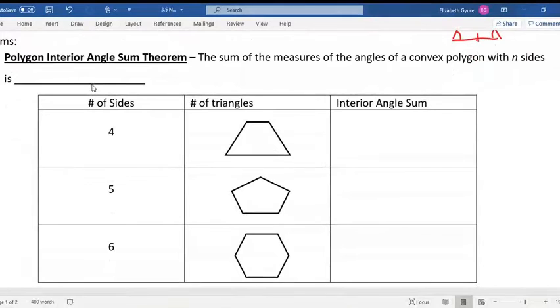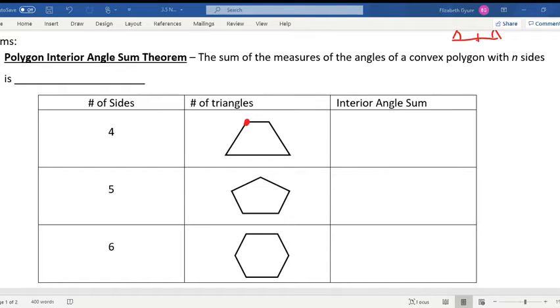The polygon interior angle sum theorem. We're actually going to figure out the formula for this theorem in this table below. It says the sum of the measures of the angles of a convex polygon with n sides is blank. Well, if you have a 4-sided shape, what we can actually do is figure out the number of triangles to help us find the sum. Now, to figure out the number of triangles, we're going to draw diagonals. So pick a vertex, and then you're going to draw diagonals from there.